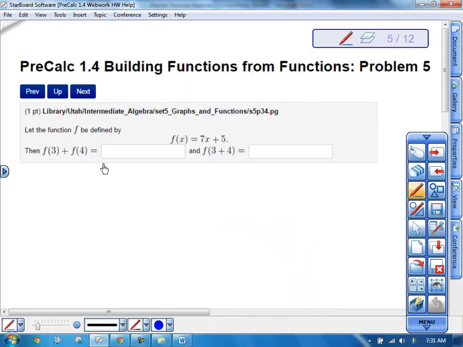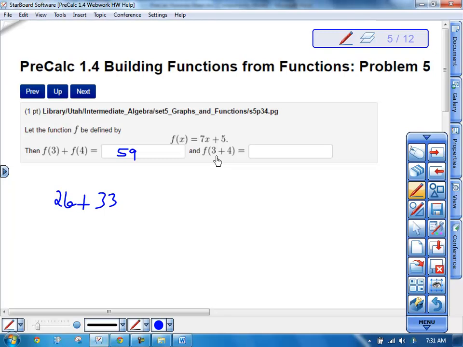Okay, just some more practice with function notation. f of 3 and f of 4 added together, so you do them individually. 3 times 7 is 21, plus 5 is 26, plus 4 times 7 is 28, plus 5 is 33. Now add those together, and you get 59, which goes right here.